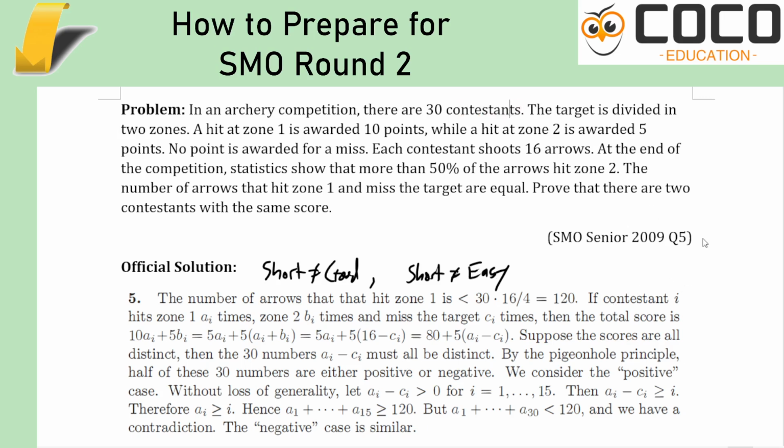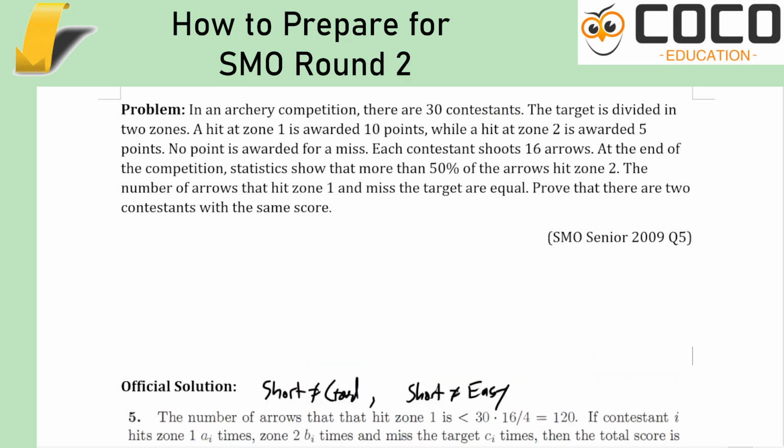Let's look at the question. In an archery competition, there are 30 contestants. The target is divided in 2 zones. A hit at zone 1 is awarded 10 points. A hit at zone 2 is awarded 5 points. No points awarded for a miss. Okay, so zone 1 is 10 points and zone 2 is 5 points. If you miss it entirely, you get nothing.